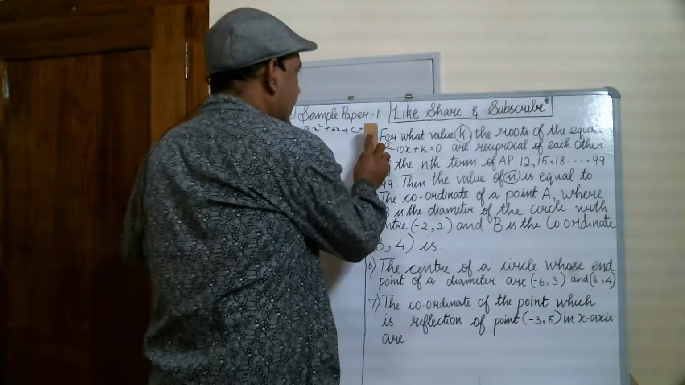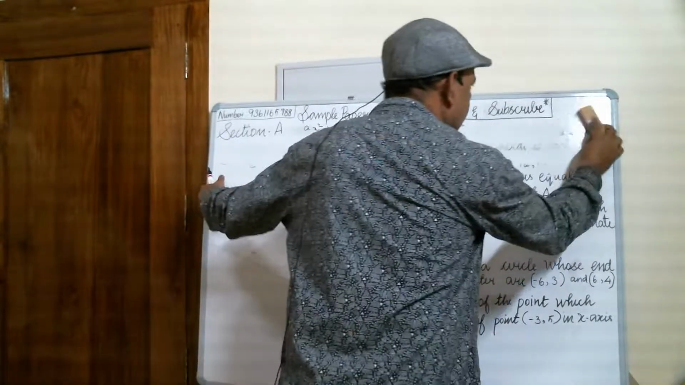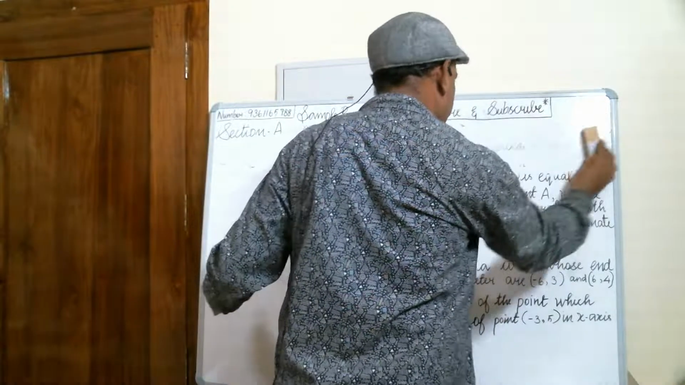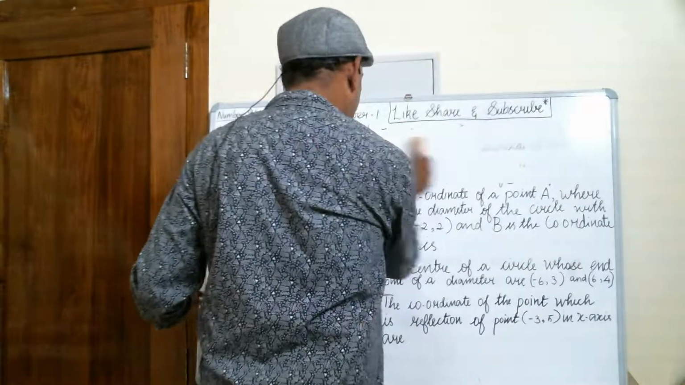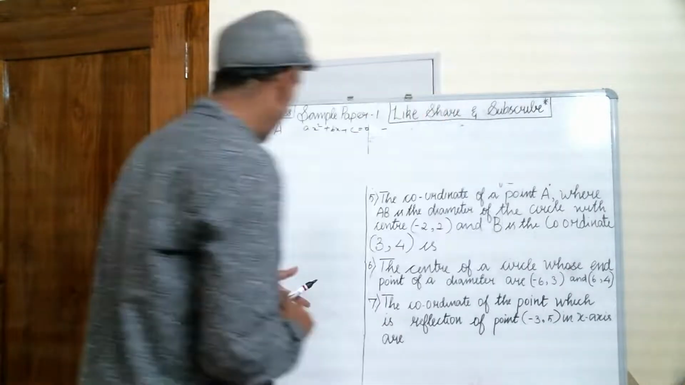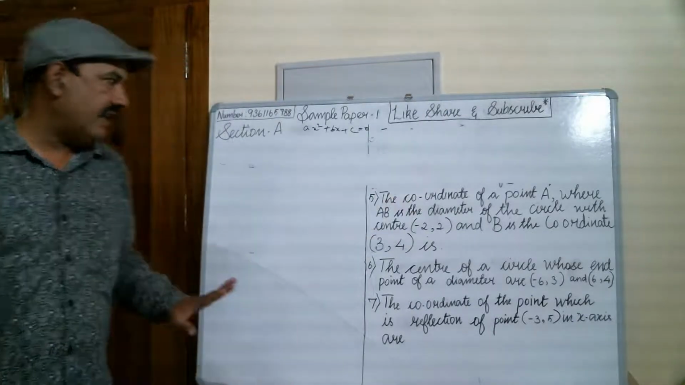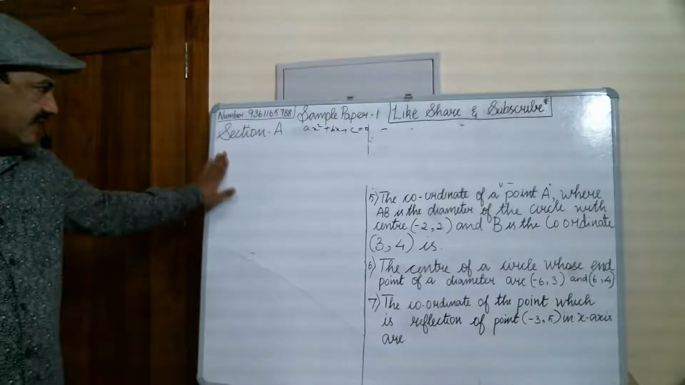So the third and the fourth questions have already been discussed. I'll remove this. Okay, moving on to the fifth question. This belongs to coordinate geometry. I think this is your 7th lesson.